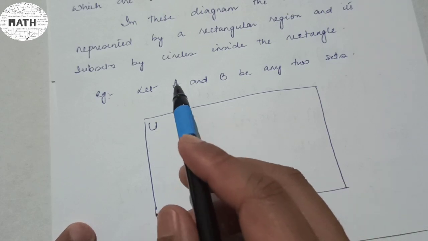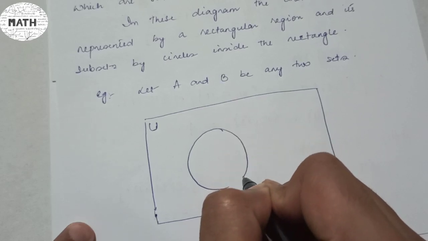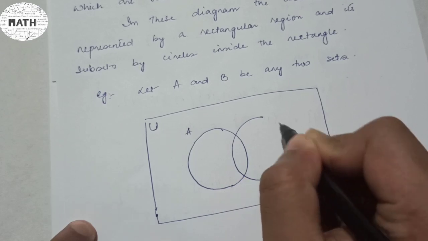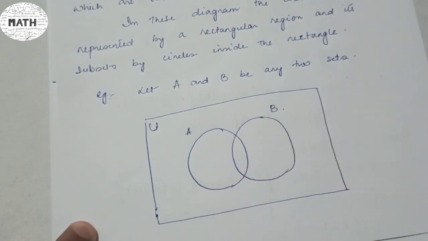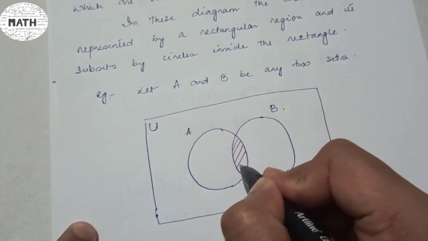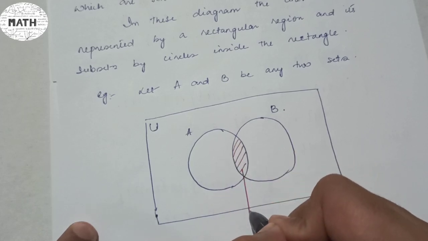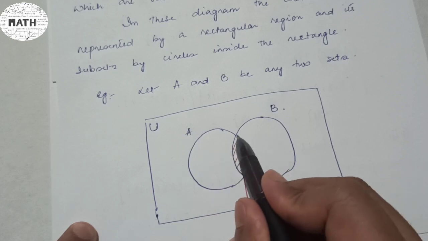So what sets are there? A and B. So let me draw one circle and make this one your set A, and similarly let me draw another circle and make this one your set B. I guess you are clear. So this portion means the combination of this and this, right? Sorry, not combination, the common part of both A and B. This one is the common, okay?